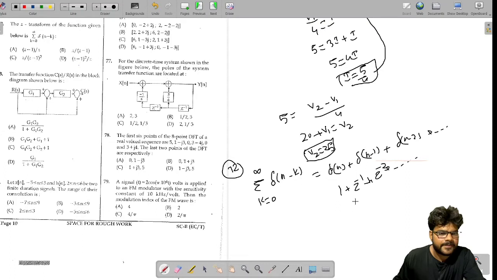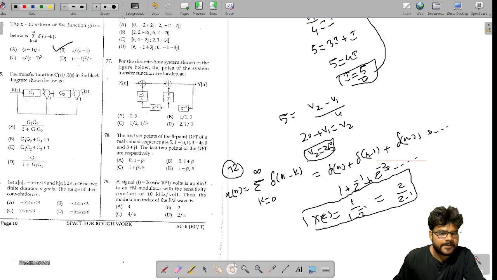We know for a geometric series, 1 upon 1 minus r, and r will be z inverse, so 1 upon 1 minus z inverse. So we will get z upon z minus 1. So if we call this sequence xn, then the z transform X(z) we got is z upon z minus 1. So the correct option will be B.